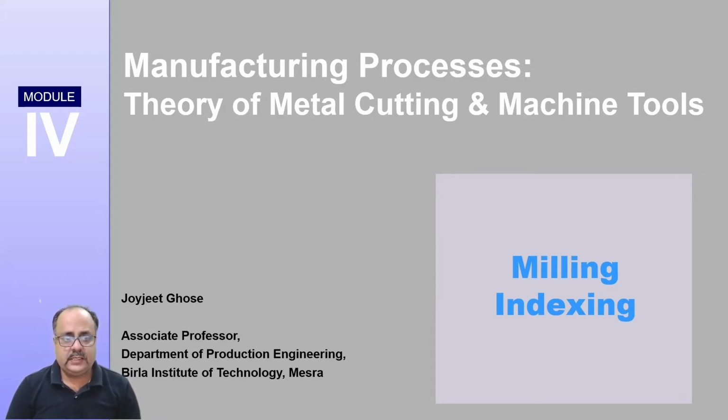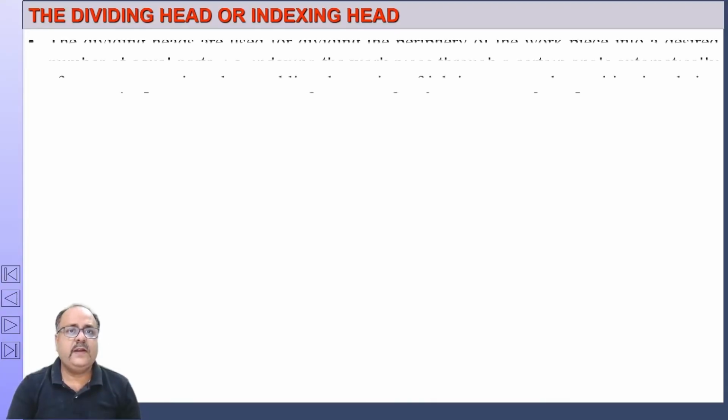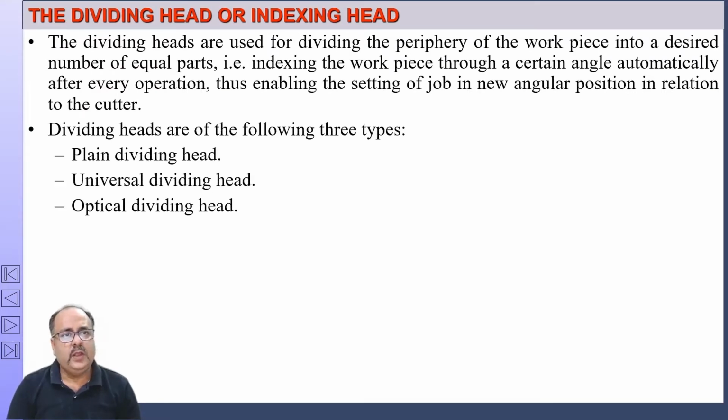So let's start. We'll start with what a dividing head or indexing head is, and what functions it performs. The main function of a dividing head or indexing head is that it divides the workpiece into an equal number of divisions. That means after each cut it enables the setting up of the job in a new angular position, and automatically or manually it will move the workpiece through a certain angle, as required to divide the workpiece into an equal number of divisions. So that is the dividing head or indexing head.